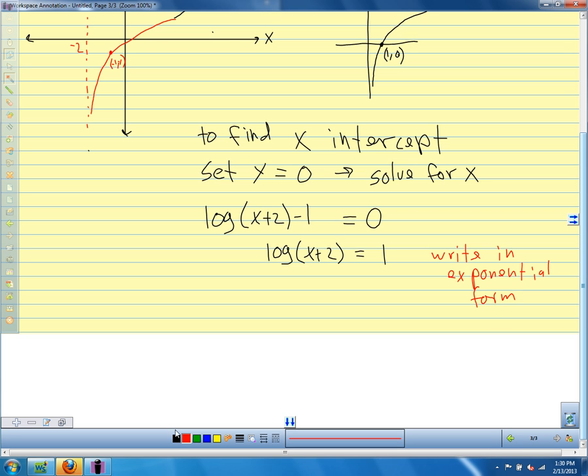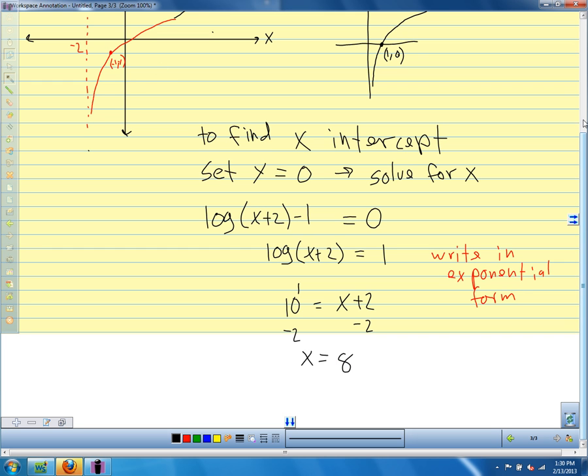So what's the exponential form of this equation? 10, and then let's write the whole thing out. 10 to the 1, the base to the 1, equals x plus 2. So 10 equals x plus 2. Subtract 2, and x equals 8.